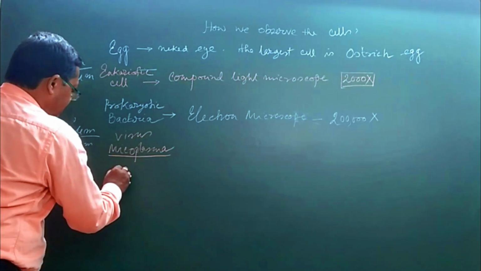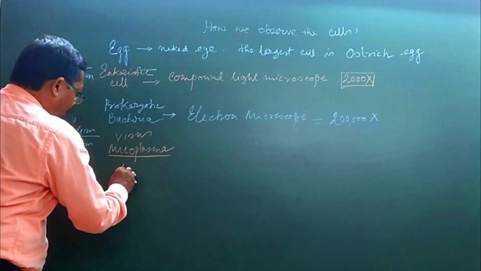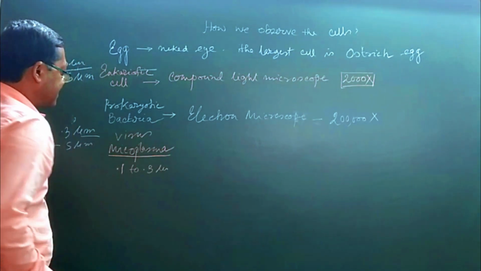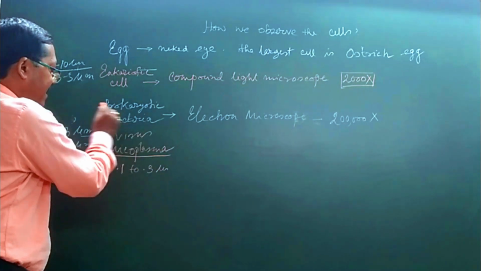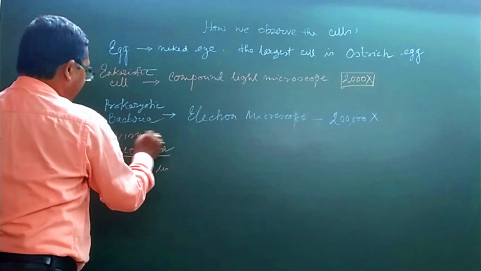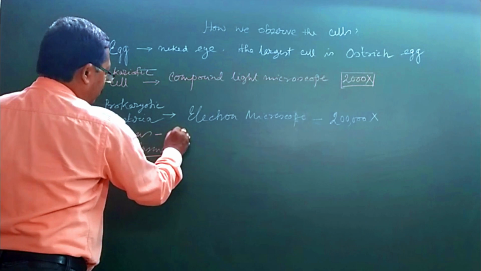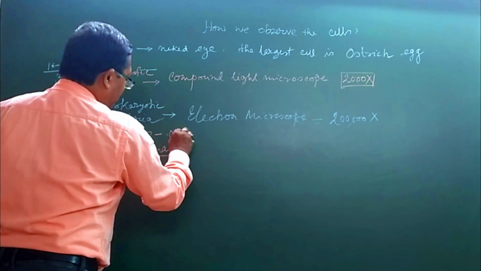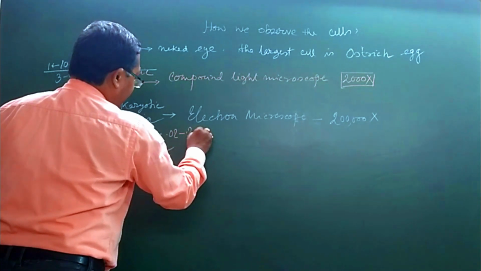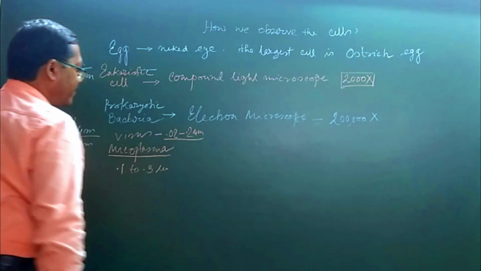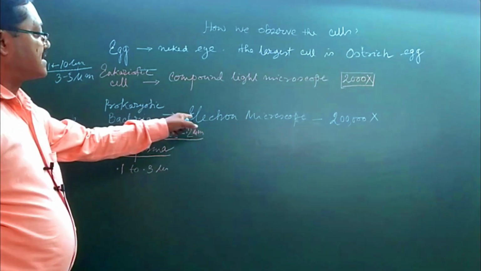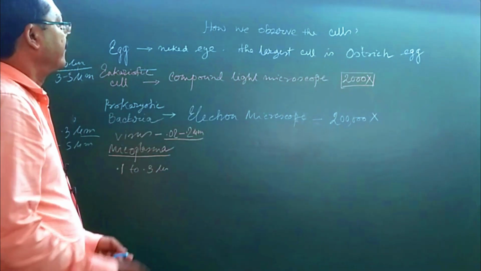Its size is 0.1 to 0.3 micrometer. Living cell. And virus is smaller than mycoplasma. Its size varies 0.02 to 0.2 micrometer. These virus, mycoplasma and bacteria all are seen by electron microscope.